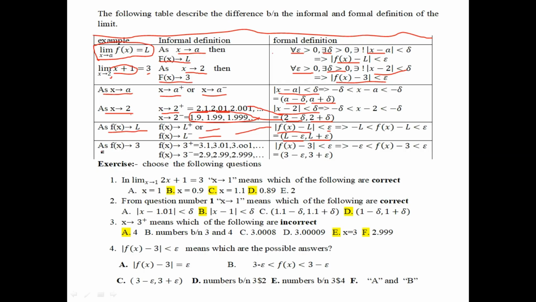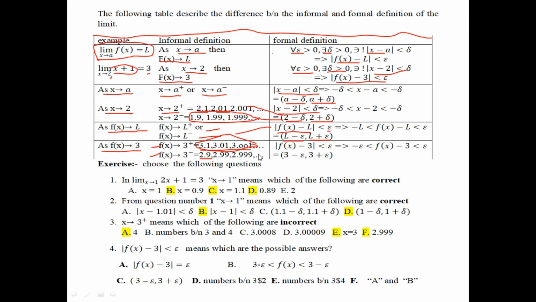Again, with a counterexample, as x approaches 3, we have two chances: x approaches 3 from the right, I mean from the upper side, and x approaches 3 from the lower side. From the upper side, example values are 3.1, 3.01, 3.001. From the lower side, 2.9, 2.99, 2.999, and so on. These are not fixed values. Maybe I chose this one, and someone else may choose another value.